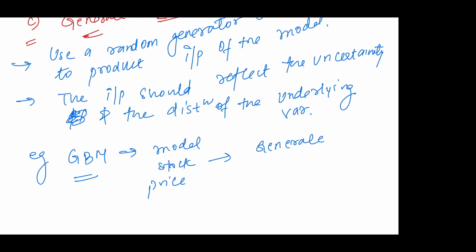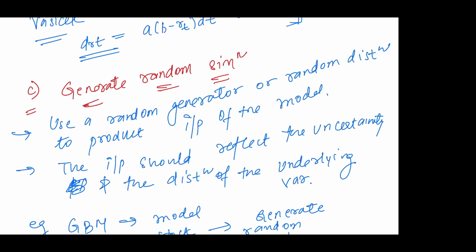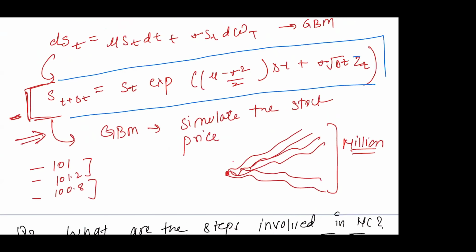How do we generate random samples? We generate random samples from a normal distribution. So this is our underlying assumption, our underlying distribution that we use for Monte Carlo. If you see here, which is ZT, we will be simulating ZT.